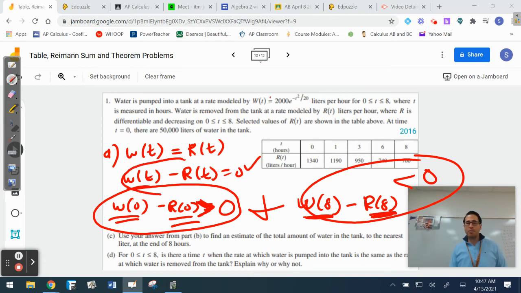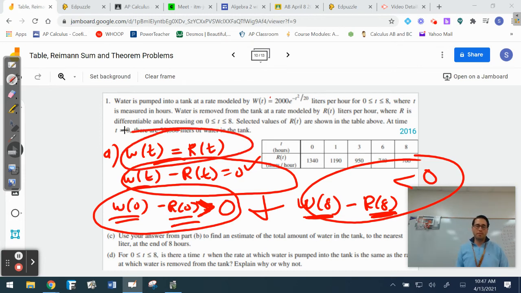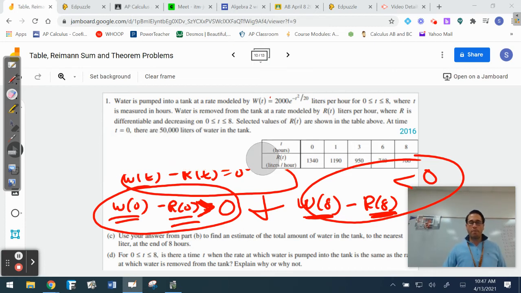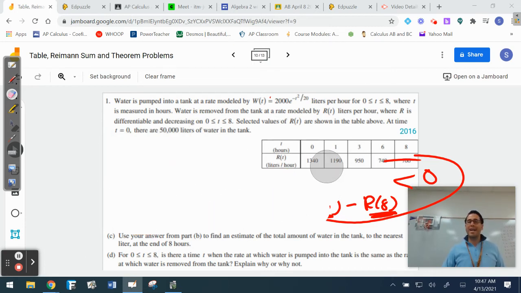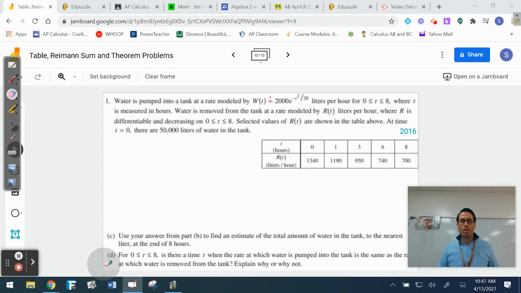And if everything in between would be hit, that means there would be somewhere between 0 and 8 where W of t minus R of t would be equal to 0, which would mean they would be equal to each other. Boy, that was a lot. It's only worth 2 points, but boy, if you were able to figure that out, huge kudos to you guys.